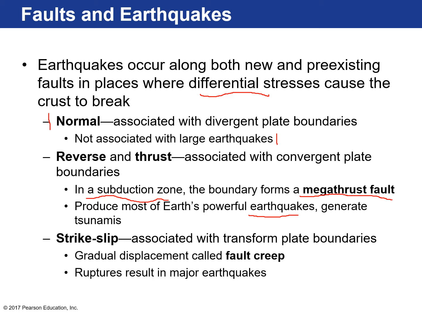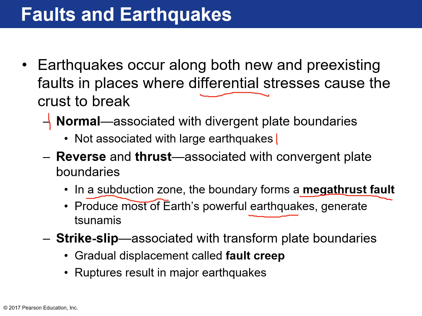Strike slip faults are transform faults. They form at transform plate boundaries, and they can cause fairly large earthquakes, not as large as the reverse or thrust faults, but the difference is typically the strike slip fault earthquakes are closer to the surface. So people that live closer to the surface will feel these seismic waves very rapidly, and they can be very dangerous.